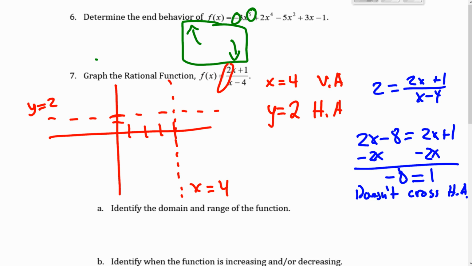And now I can just start plotting points. I can start plugging in numbers. So I could plug in 0 and see what I get. I get 1 over -4, so I get -1/4. So a point at -1/4 maybe right here.